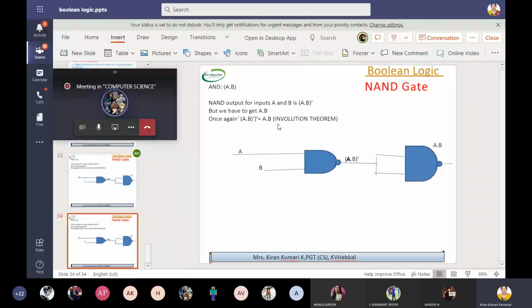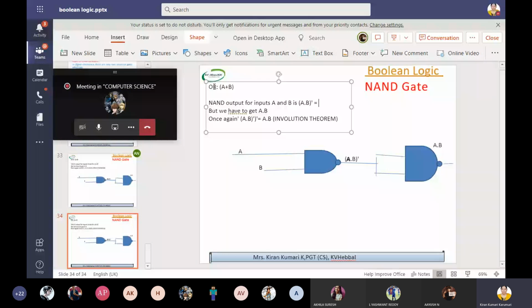Okay. So here this is AND operation we have implemented. Now we should implement OR operation. OR operation, how do we get? A plus B we should get. So NAND का output आएगा A dot B का whole complement. That means A dash plus B dash. ठीक है. But हमको चाहिए what are we expecting from this? A plus B.